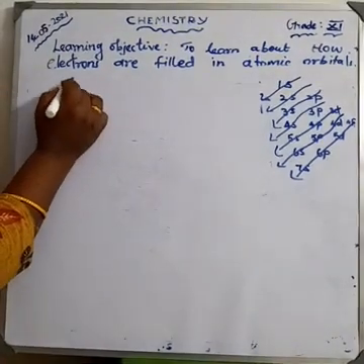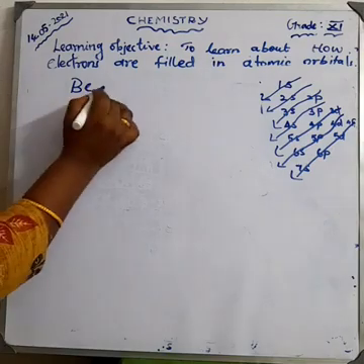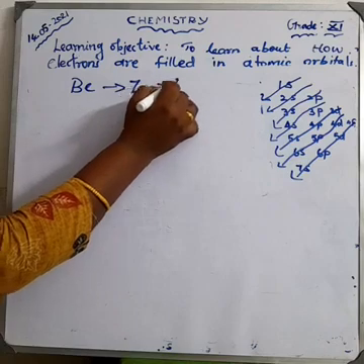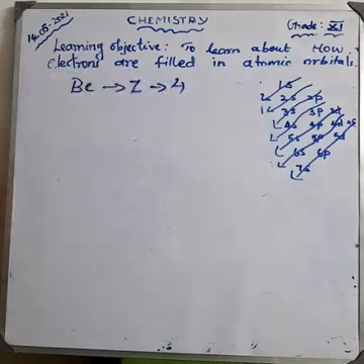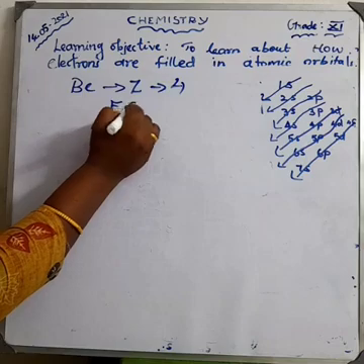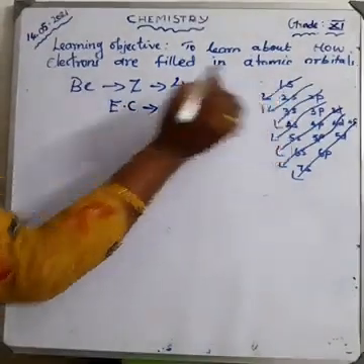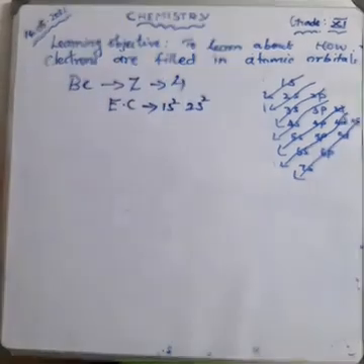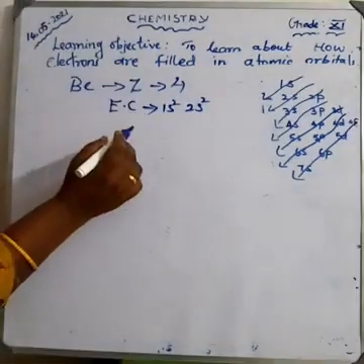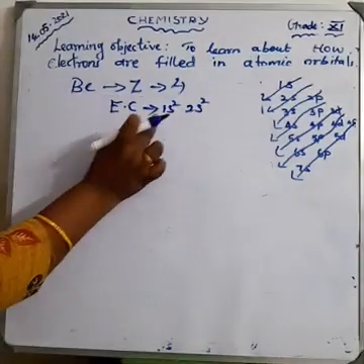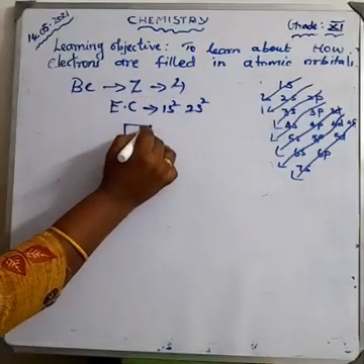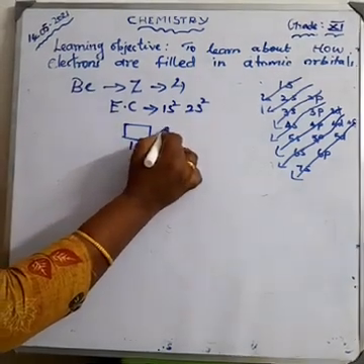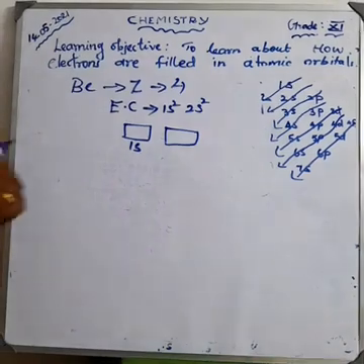And then the fourth element, beryllium. The atomic number of beryllium is 4. So how to write the electronic configuration for beryllium? 1s2 and then 2s2. How to fill the electrons in the atomic orbitals? There are 2 orbitals here, the 1s orbital and then the 2s orbital.